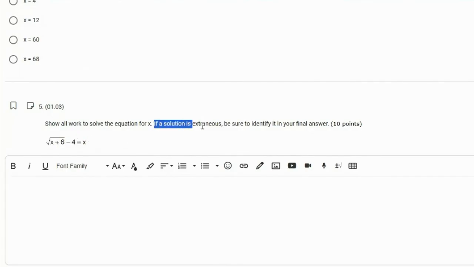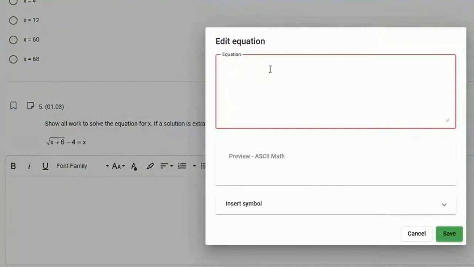And if it's extraneous, be sure to identify that by showing me that it's extraneous. So again, you have to show all work to get all points. This is 10 points right here. If you want all 10 points, you got to show me how you solve it and show me whether it's extraneous or not. And use that insert equation button.